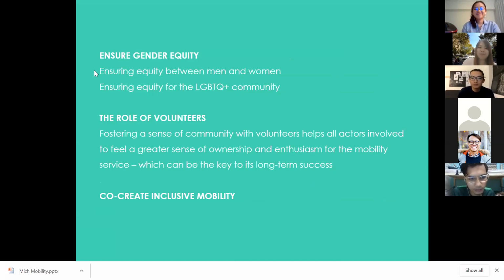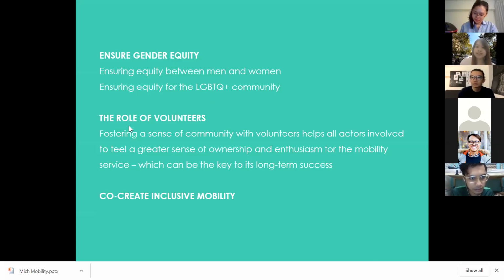And also ensuring equity for the LGBTQ community, because even in developed countries and developed cities in Europe, when they mention gender equity, it's always only women. So we extensively pointed out that the safety of the LGBTQ community must be acknowledged and addressed as well.